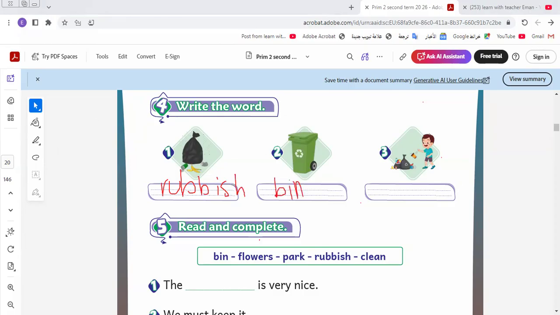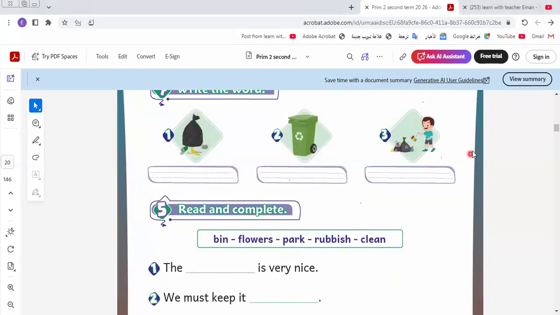I will leave the last one for you to do by yourself. I think now we know what this picture refers to. Okay, I will leave it to you, because I know you are smart and intelligent, and you can do it. You can do this picture.